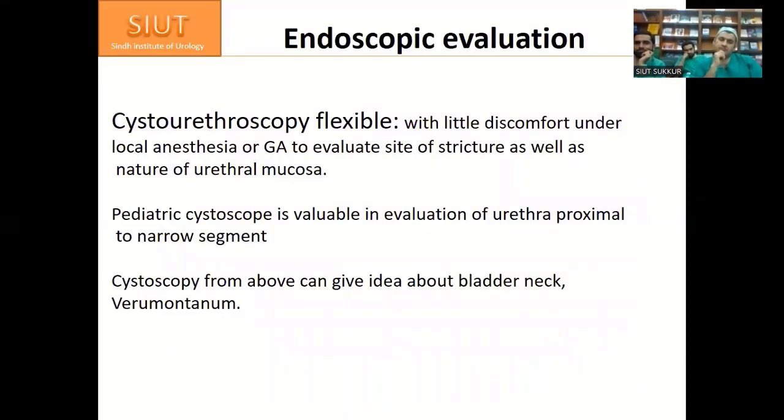Endoscopic evaluation, mainly we do with cystourethroscopy with the flexible scope, either under local anesthesia, or we can do cystoscopy with the rigid under GA to evaluate the site of the stricture as well as the nature of the urethral mucosa. A pediatric cystoscope is also available for evaluation of the urethra proximal to the narrow segment. Cystoscopy from above can give an idea about the bladder neck and the verumontanum.